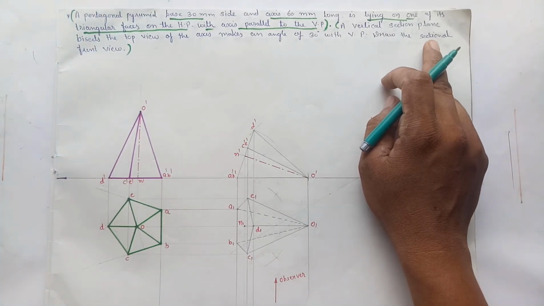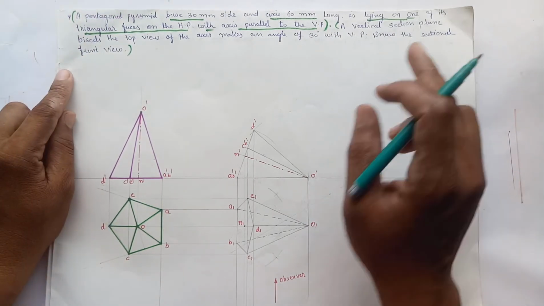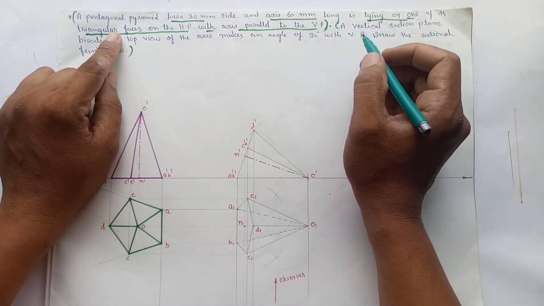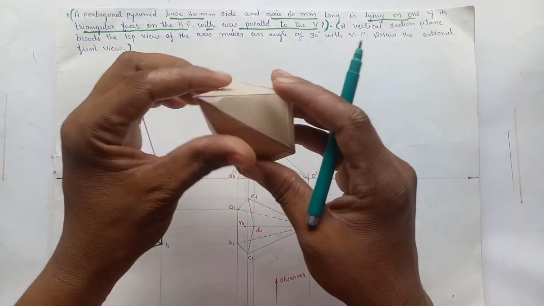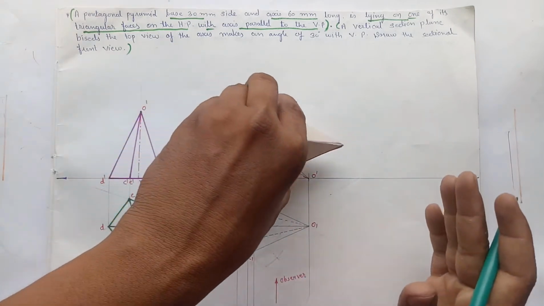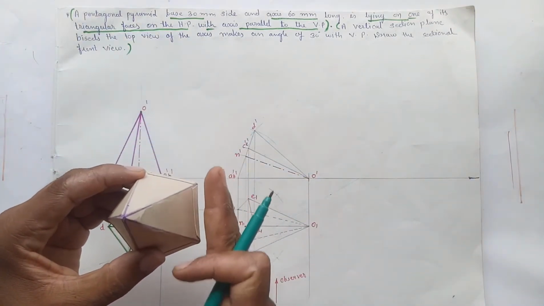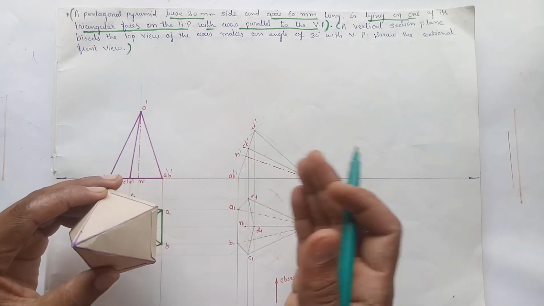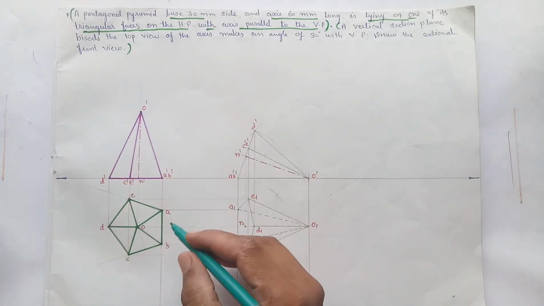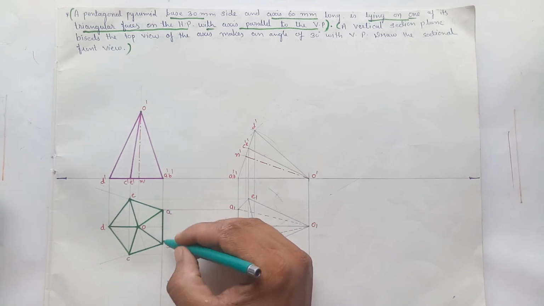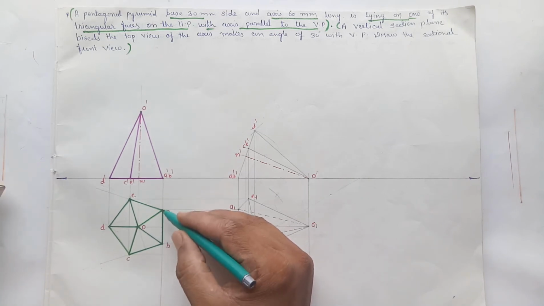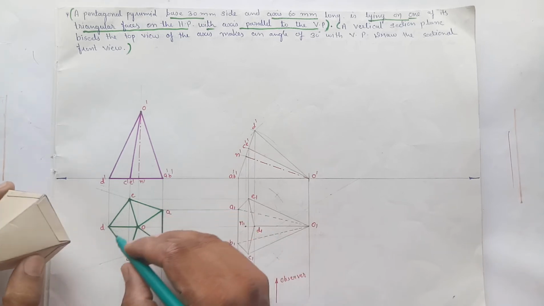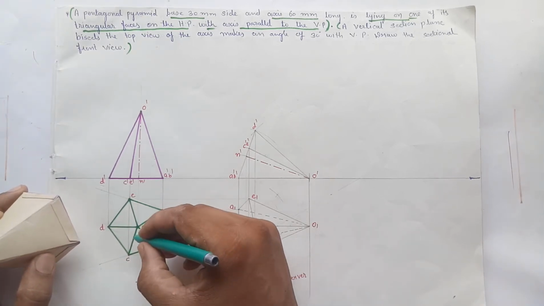So first of all we have to draw the plan and elevation in the first stage, as it is given that the pentagonal pyramid is resting on its triangular face on HP. So in the first stage we have to take the base on the right hand side, and we will draw the plan and elevation. So this will be the plan. We have taken one of the base edges on the right hand side. Draw the plan showing the slant edges and the center.